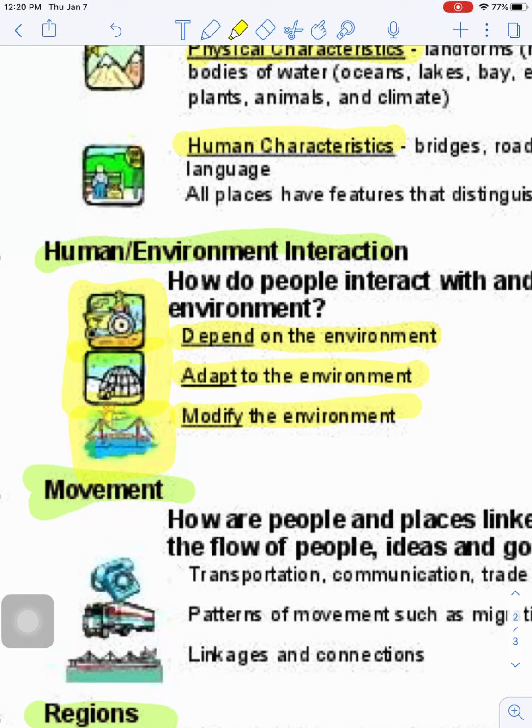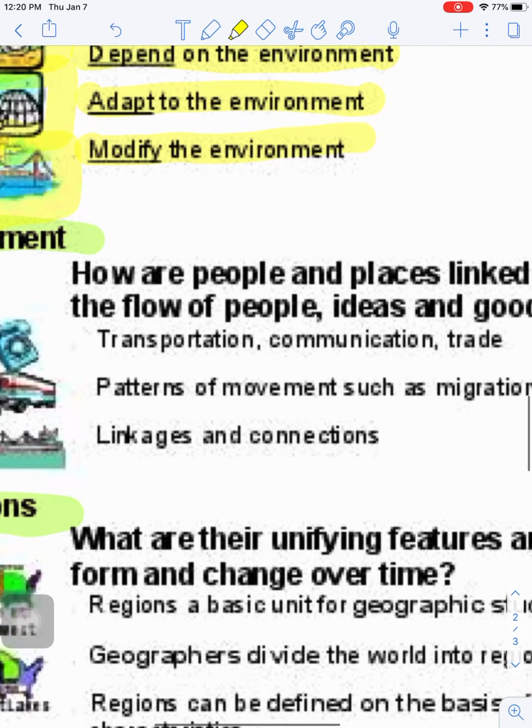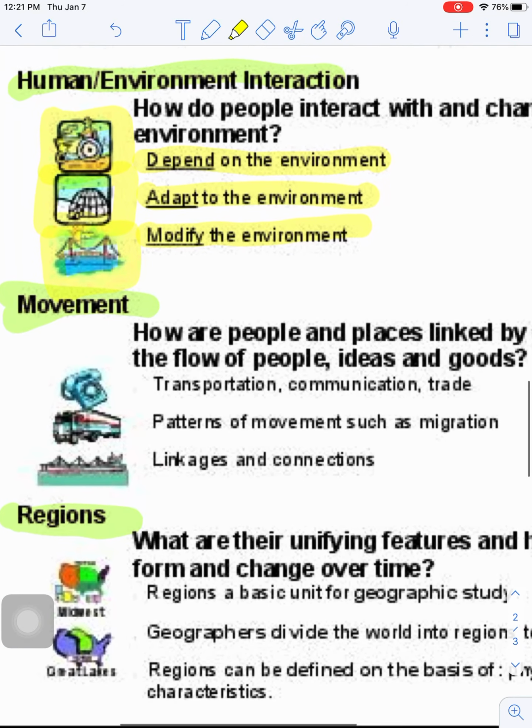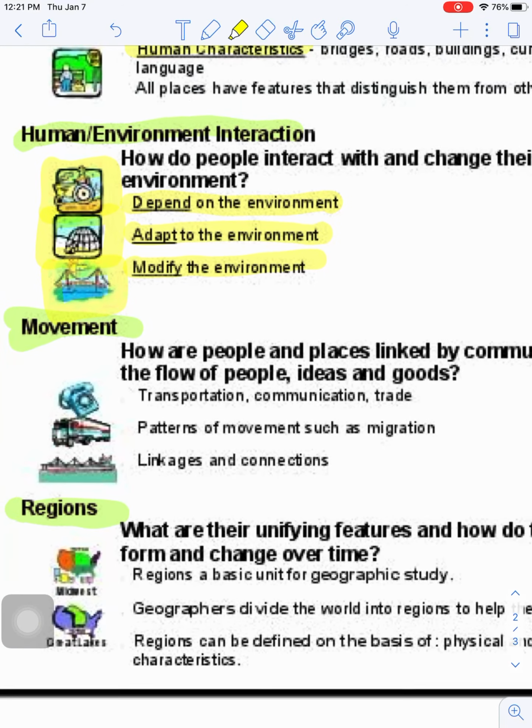So pollutions could be something such as smoke from a building, the exhaust from your car. This is all harmful to our environment. So that is also a way, unfortunately, that we are modifying our environment. I want to talk about this next one here, which is movement.